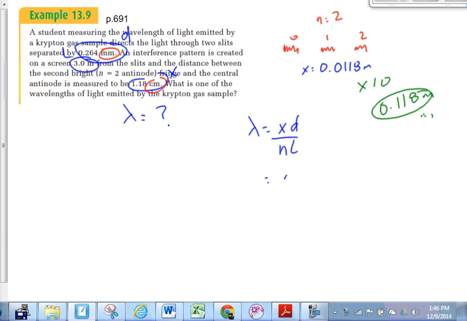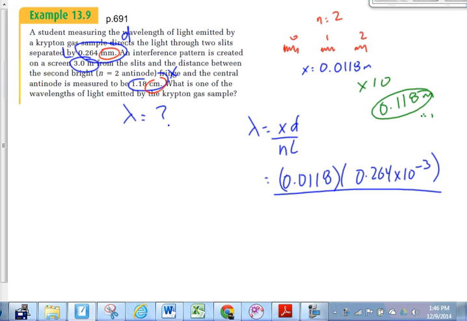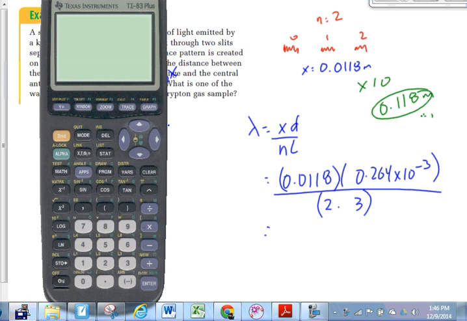X is 0.0118. D, 0.264 times 10 to the minus 3 meters. N was 2, and L is 3 meters. Right now, without knowing what the answer to this is, you should expect to get an exponent that's 10 to the minus 7, because that's visible light. Almost always going to be visible light.